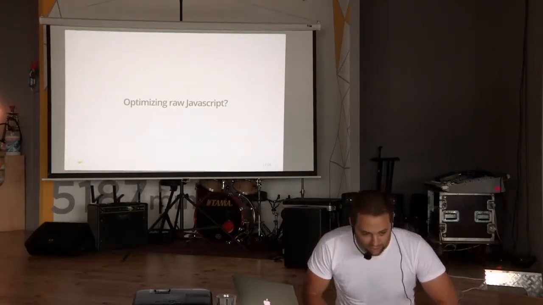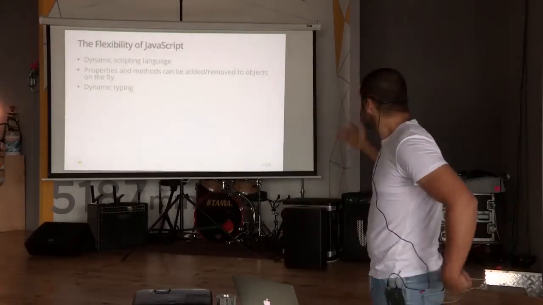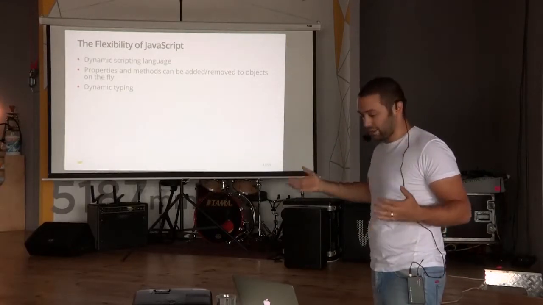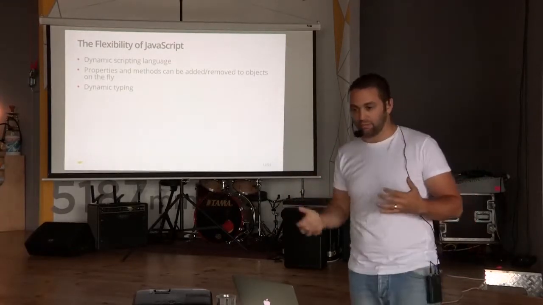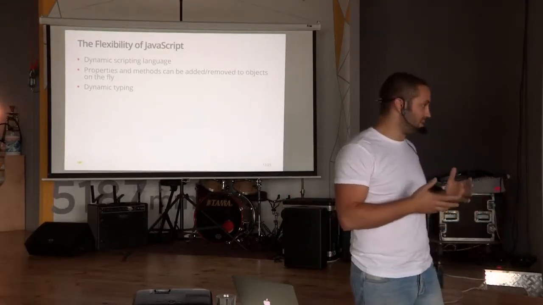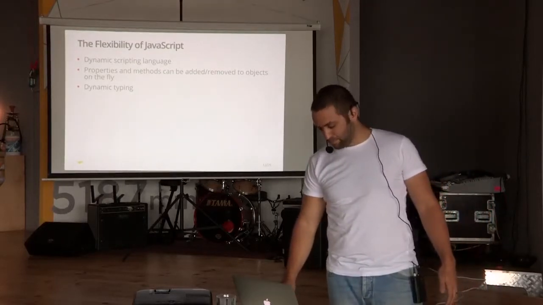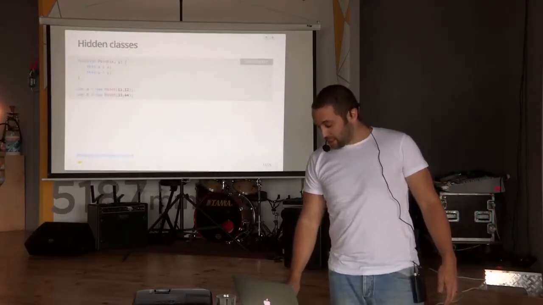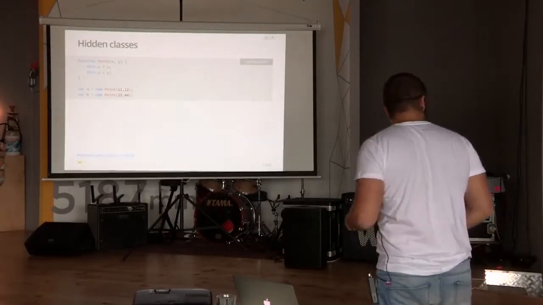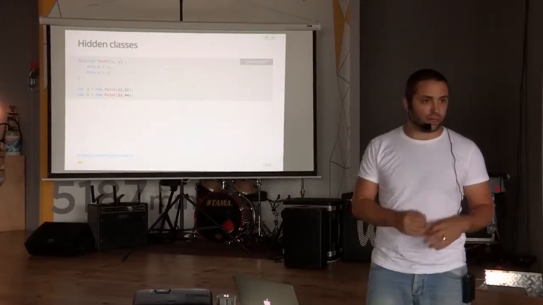So how would you optimize raw JavaScript? It's a language which is dynamic. It's not strongly typed. Properties and methods can be added, removed. You don't really know anything about an object or a function or whatever primitive that is. So basically in Chrome, in V8, there's the notion of hidden classes. Anybody heard of hidden classes? Know what it's all about?